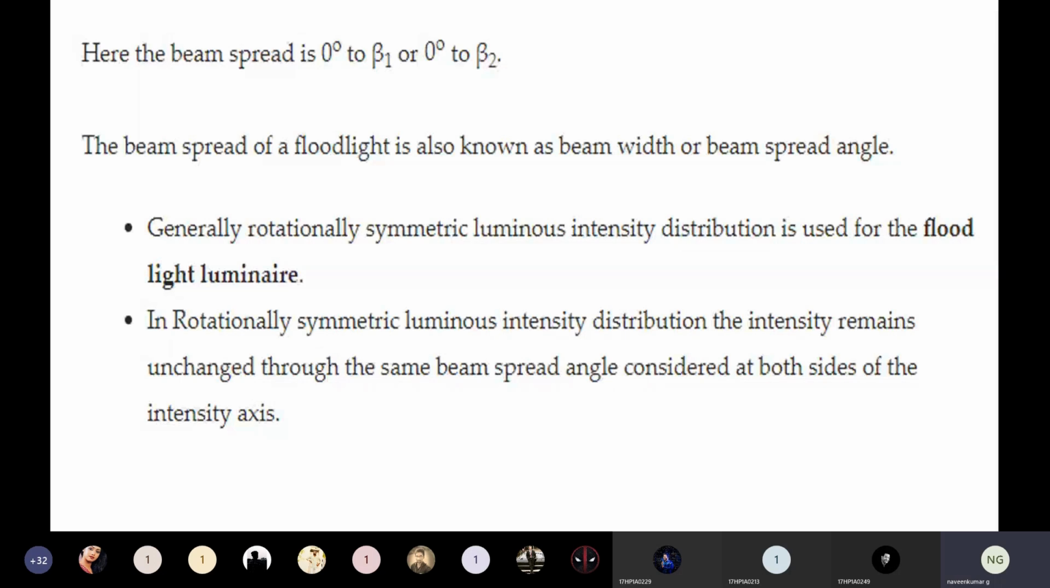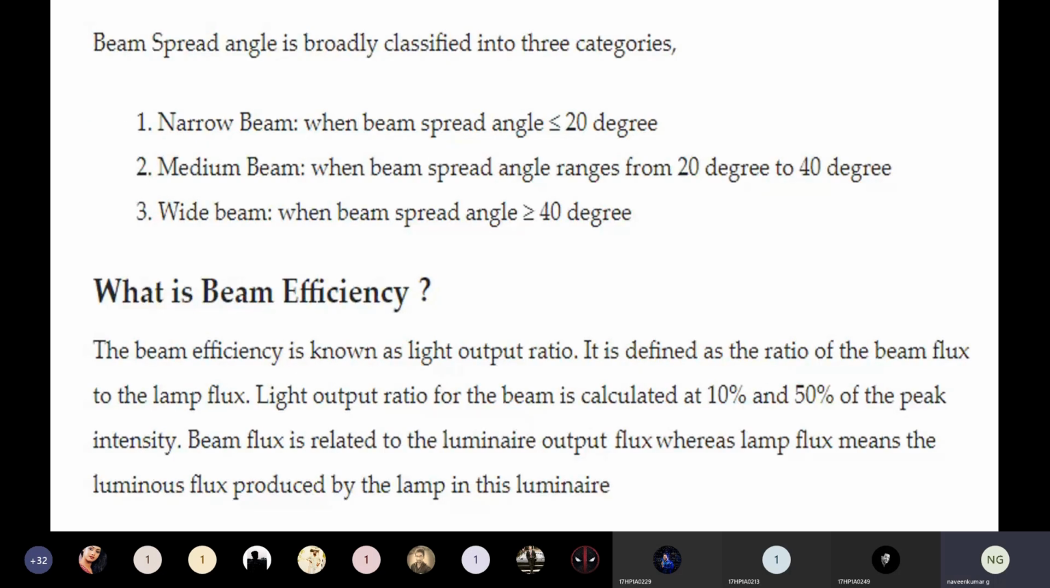So, beam spread angle. Whatever we have just defined as beam spread has a certain angle. This angle is again classified into three types. I must say the angle definition is classifying the beam spread into three types. So what are the three types of beam spread? Narrow beam spread, medium beam spread, and wide beam spread.